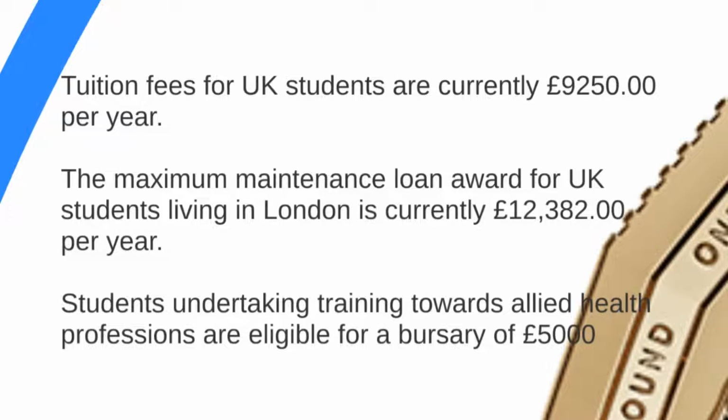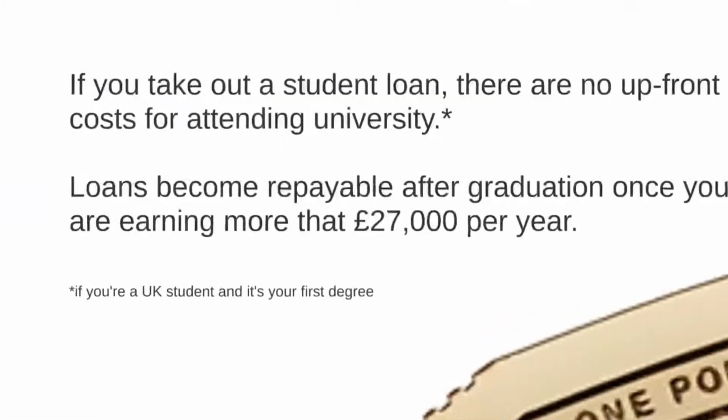Maximum maintenance loan. So this is for UK students who are living away from the family home in London. The maximum amount you can get in a loan from Student Finance England is £12,382 per year. And also just to note that students who are undertaking training towards allied health professions, so physiotherapy, radiography, paramedic science, and indeed our colleagues doing midwifery and nursing, they're also eligible for a bursary from the NHS of £5,000 per academic year as well.